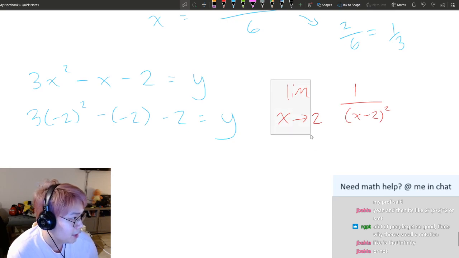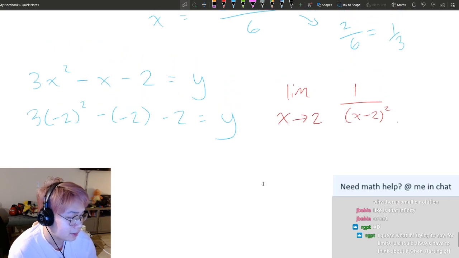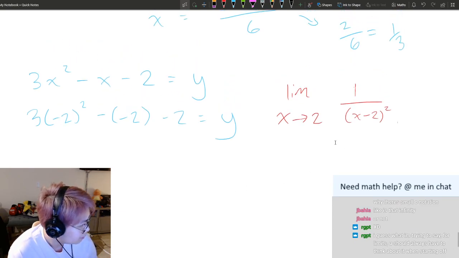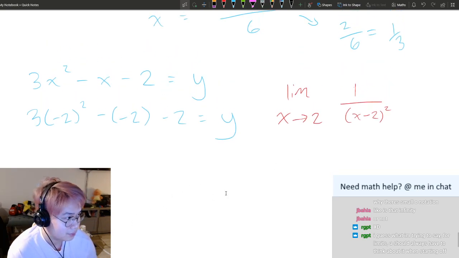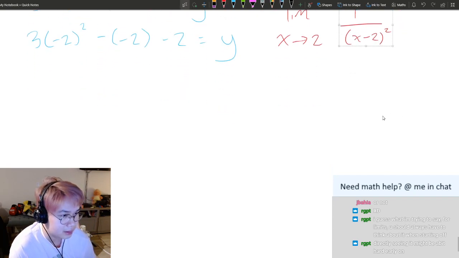Okay, so if the limit as x goes to 2, so if x goes to 2, then your denominator is going to approach 0. So essentially, you're going to be taking 1 and dividing it by smaller and smaller numbers, and they're even being squared, so they're going to be very small. I don't think this is one you should always have to think about when starting off. We know that if we divide by small numbers, like close to zero numbers, then the value of the entire fraction is large, quite large. So you can just see this on a table of values, basically.